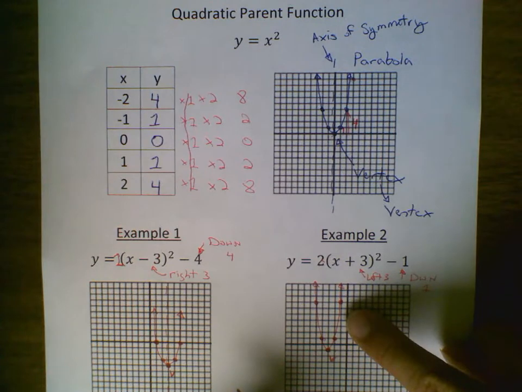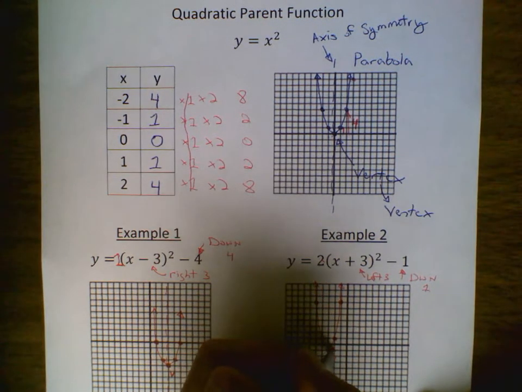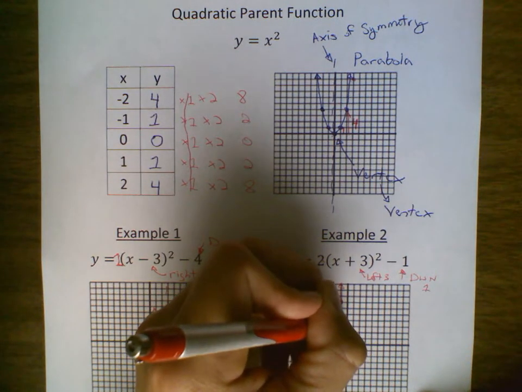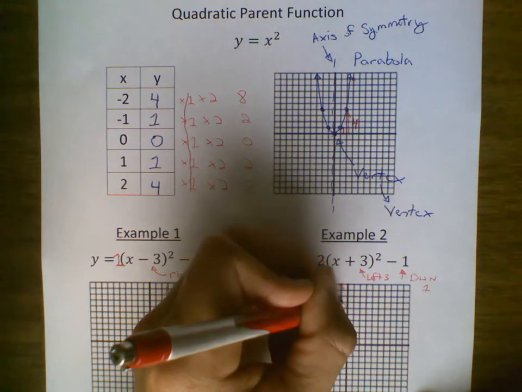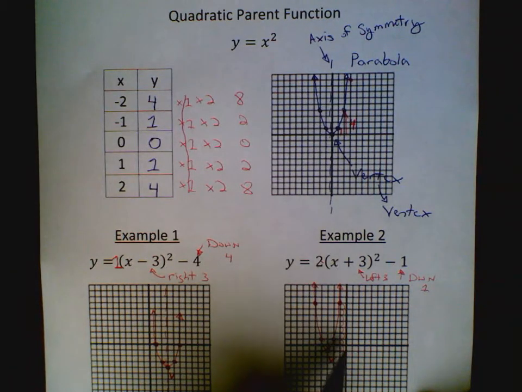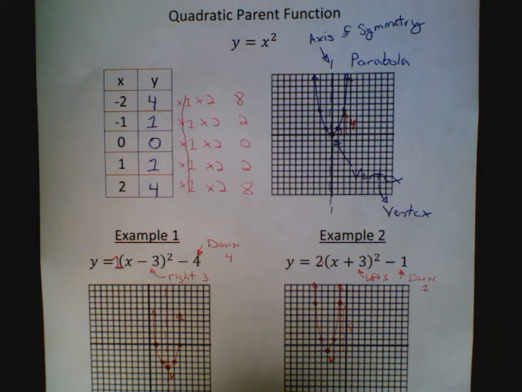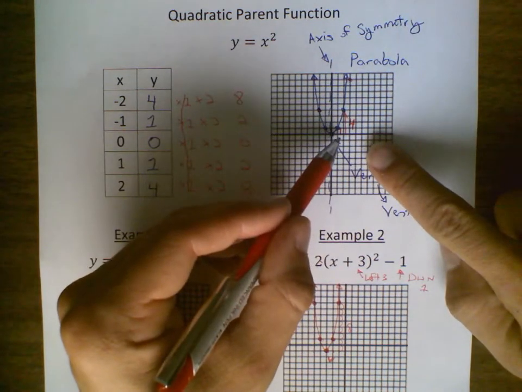Okay, so you'll notice when I go over 2 from the vertex, and now I'm going to go up 1, 2, 3, 4, 5, 6, 7, 8. Okay, so my vertical stretch here is now an 8 when I go over 2. Okay, it's taken these stretches and it's doubled both of them.